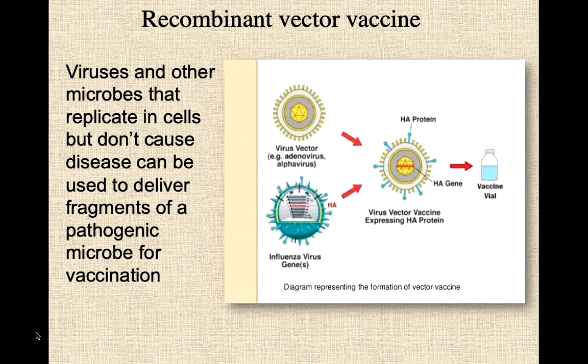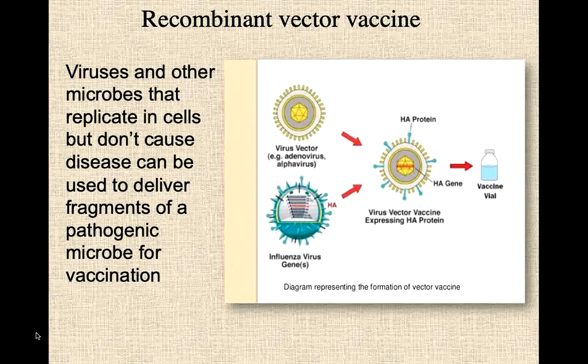That is what a recombinant protein vaccine is, wherein we take out a gene and insert it in a heterologous expression system, and then we produce that protein, and then we inject that protein into the host to generate immunity. However, the concept of recombinant vector vaccine is a little bit different.